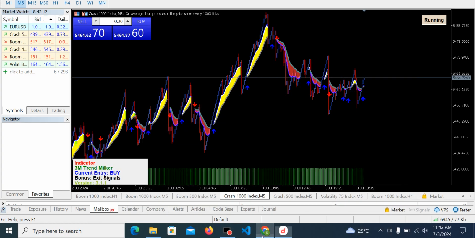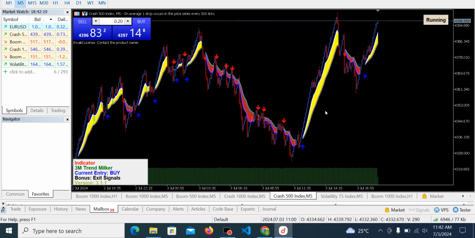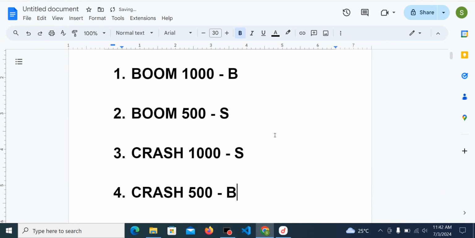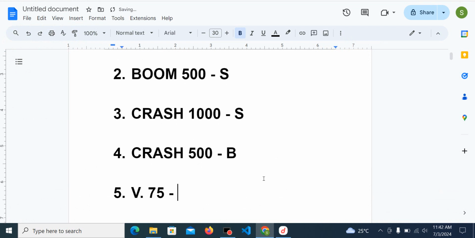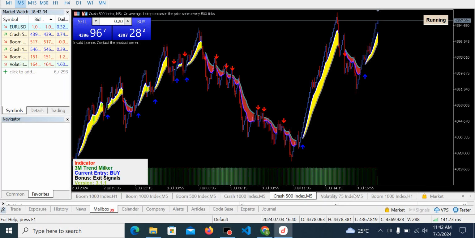Next asset is going to be Crash 500. Let's check it out right away. This is Crash 500. This started an uptrend from here, got to this region, had a little sell, and of course went back on an uptrend, and it is still buying at the moment. But if it's unable to break out above the resistance zone, it's going to go back on a downtrend. Okay, so this is very important.